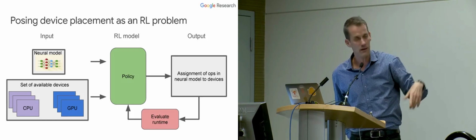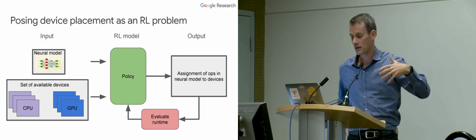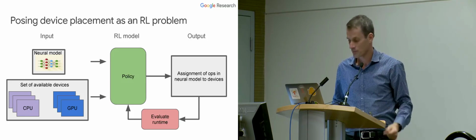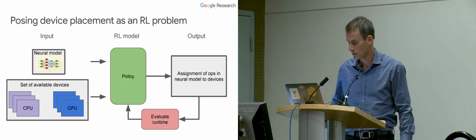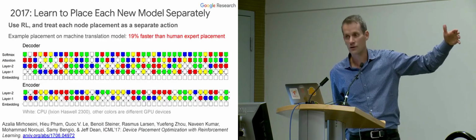And if you iterate that and get feedback as an RL signal of how fast this particular placement ran, you can then essentially learn to do better and better placements through many iterations of this RL learning algorithm. And it'll actually learn some sort of non-intuitive placements.